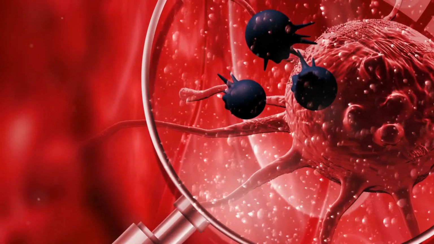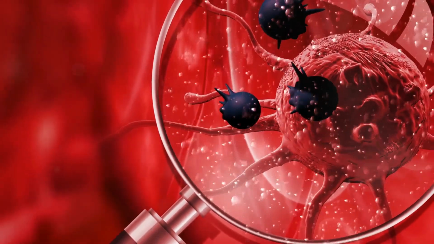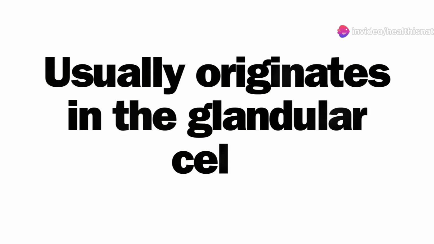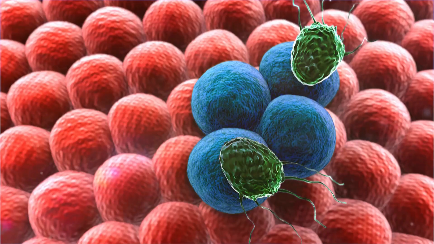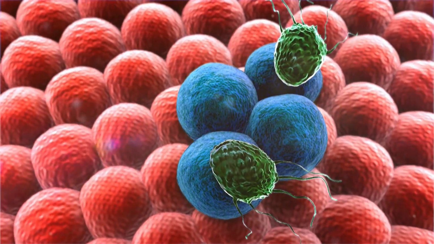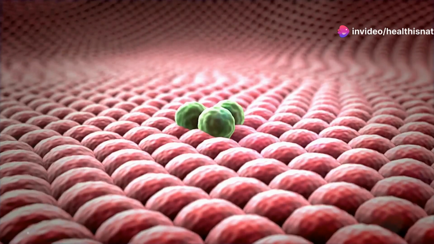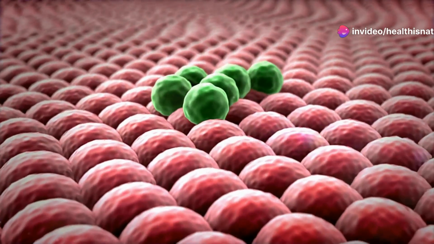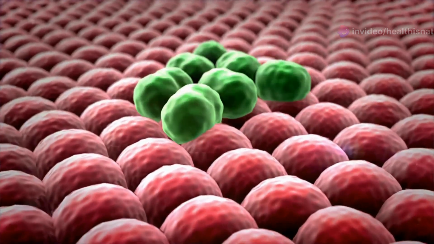On the other hand, prostate cancer is a malignancy or neoplasm, which means it involves disordered cell growth. Specifically, it usually originates in the glandular cells of the prostate and is termed adenocarcinoma. This type of cancer predominantly occurs in the peripheral zone, which is the outer part of the prostate. Unlike BPH, which is a benign condition, prostate cancer involves uncontrolled growth of abnormal cells that can spread to other parts of the body.